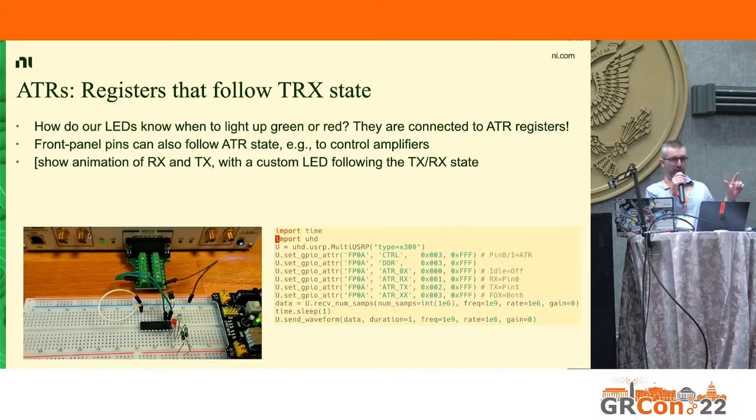So can we follow the state of that LED with my external LED? This is how we do that. Here's again a little Python snippet on the right. The interesting bit are these 4 lines here that have this ATR thing in one of those arguments. You can read it as follows: 0x is the idle state. So when the radio is idle, we want GPIOs to be off. When we're receiving, we want the first pin to go high. When we're transmitting, we want the second pin to go high. And when we're doing both, we want both pins to go high.